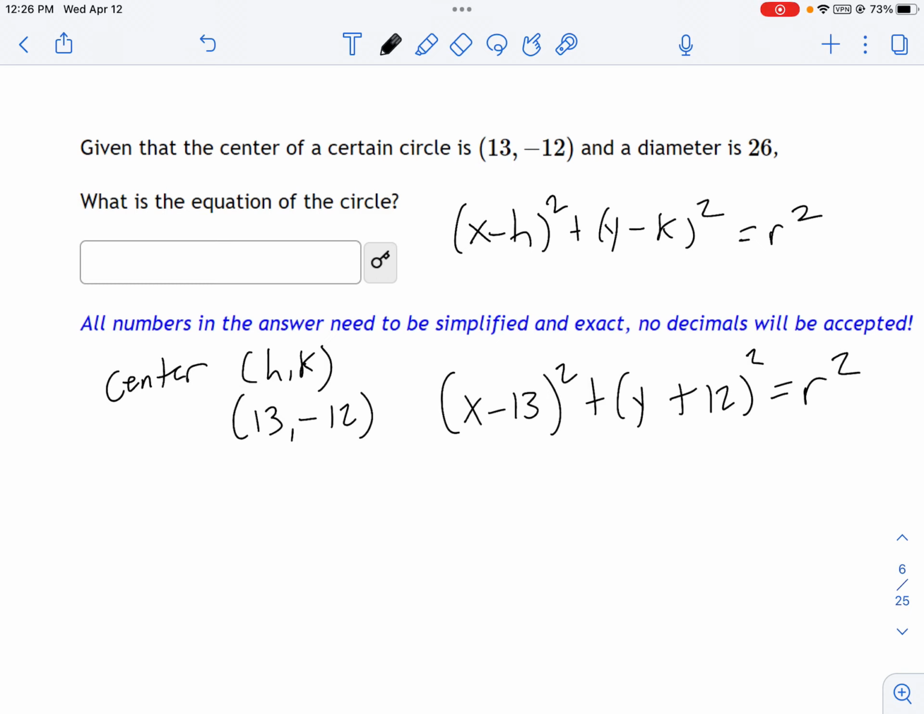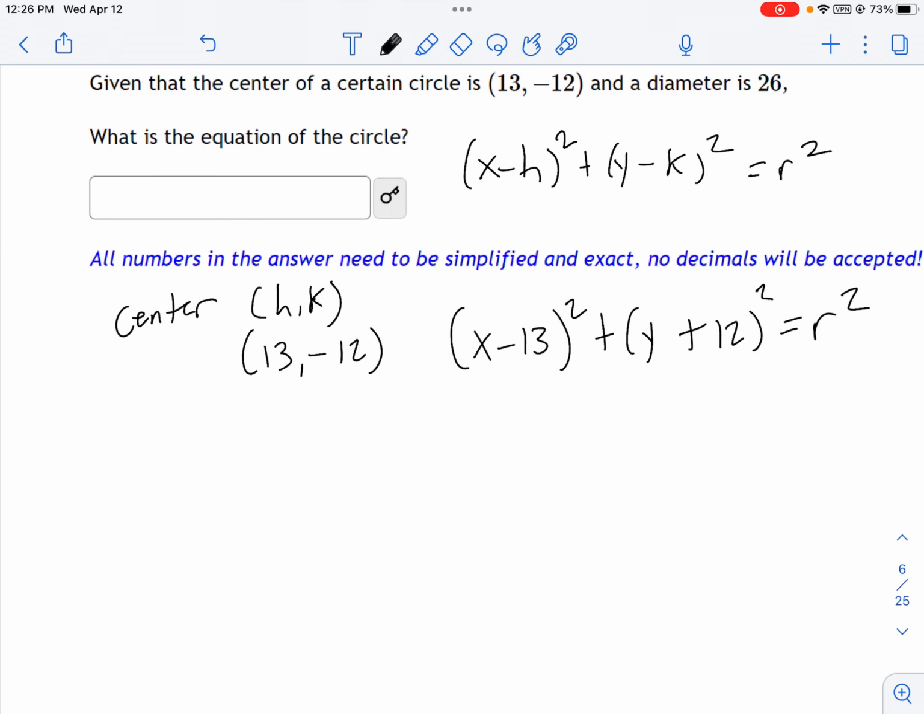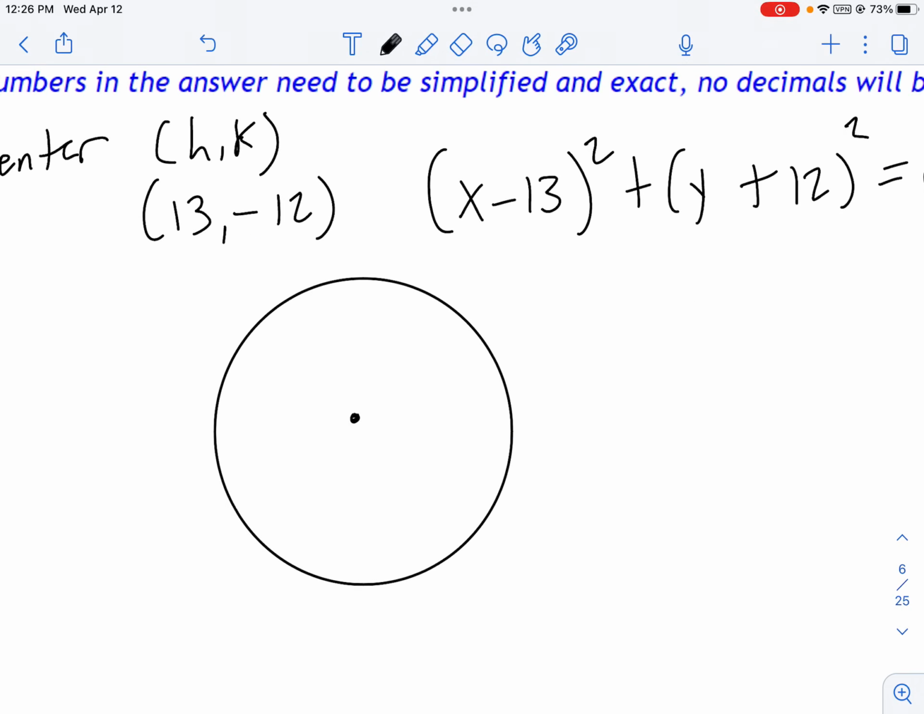Well, we're given something really important here, and that's a diameter. You have a diameter of 26, which means what would your radius be? Let's talk about those really quick. Inside of a circle, a diameter is a chord that runs from one side of the circle through the center to the other side. Okay, that is a diameter.